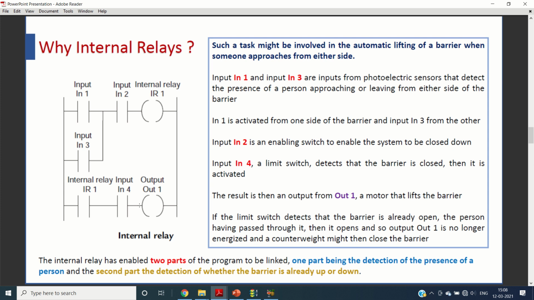This is the goodness of the internal relay. Now you can see the internal relay has enabled two parts of the program to be linked. One, this input from the photoelectric sensor, and other, whatever the barrier condition is. So if a person is there, this is one condition of the circuit, and whether the barrier is opened or closed, this is another condition of the circuit. So both these conditions have been coupled with the help of this internal relay.